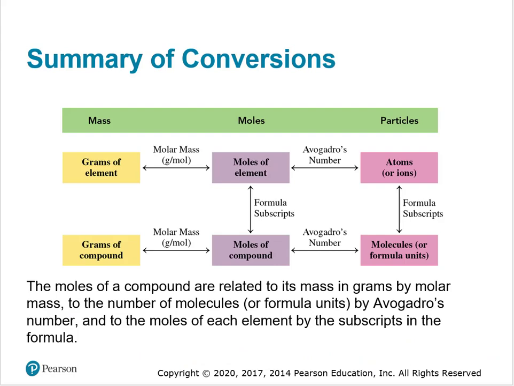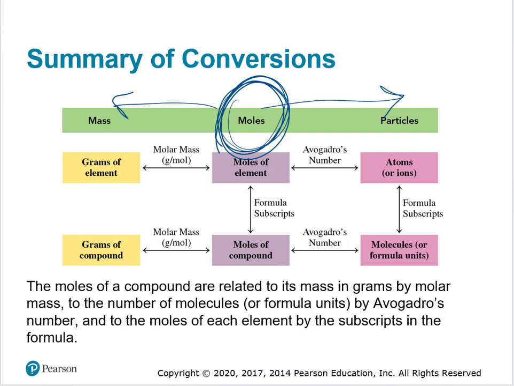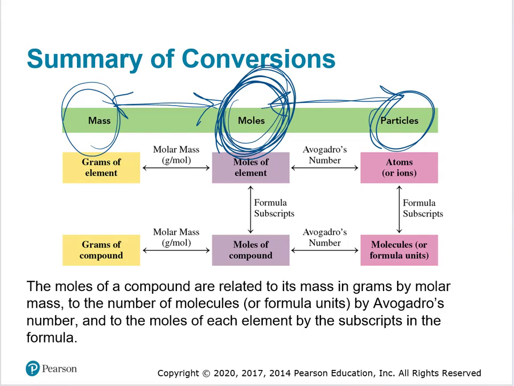This shows us a little summary of conversions. Moles is my central unit. If I know moles, I can get to mass, I can get to particles. If I know particles, I can only get to moles, and then I can get to mass. Same with mass. The only thing I can get to from mass is moles. Then I can go to particles, but moles is my central go-to.